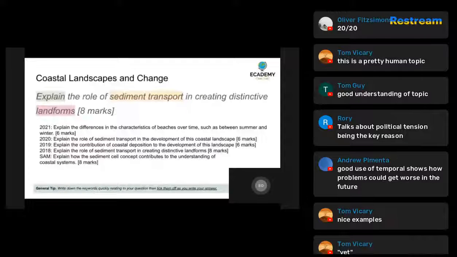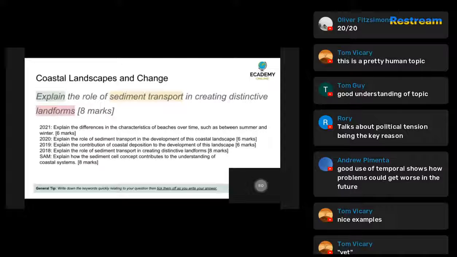Right, so 2021: explain the differences between characteristics of beach over time in the summer and the winter. Again, you can just substitute the words for glaciation and you'll get the same sort of thing. Explain the role of sediment transport in the development of coastal landscapes, 6 marks. 2019: explain the contribution of coastal deposition to development of this landscape, 6 marks. Same question. Explain the role of sediment transport in distinctive landforms, 8 marks. Same question. Explain how the sediment cell concept contributes to understanding of coastal systems.